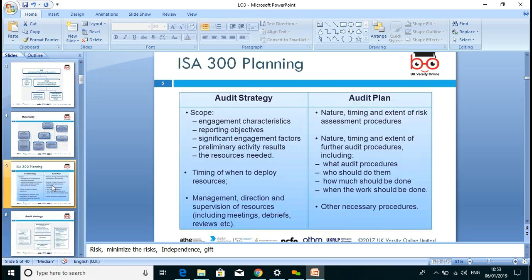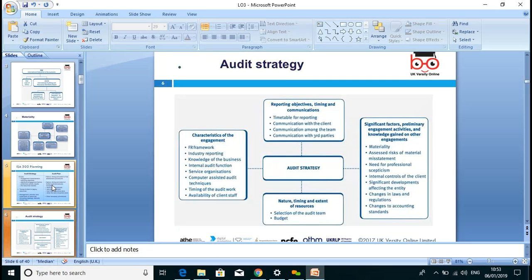We already discussed ISA 300 planning: what a strategy and action planning is, engagement characteristics, how we engage with the various stakeholders, and reporting objectives. We discussed all this during the last lesson as well, which overlaps quite a bit with the legislation, so I'm just going to skip it.